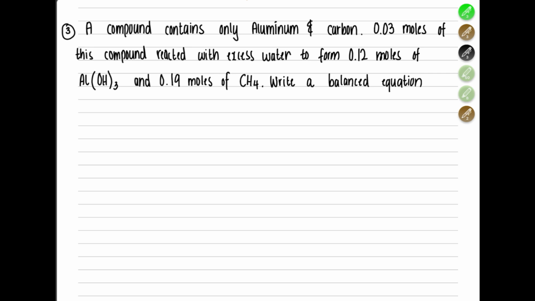Okay, we have one more example. This is not titration, but this involves moles. A compound contains only aluminum and carbon. So 0.03 moles of this compound reacts with excess water to form 0.12 moles of AlOH3 and 0.19 moles of CH4, methane. Write a balanced equation.